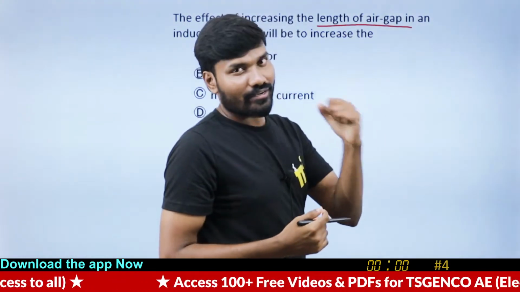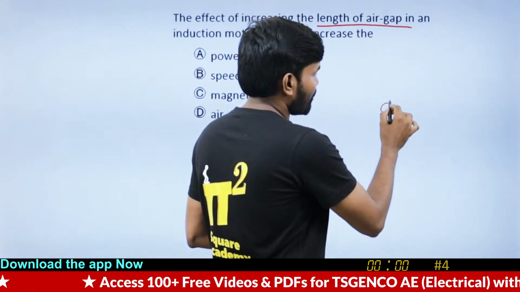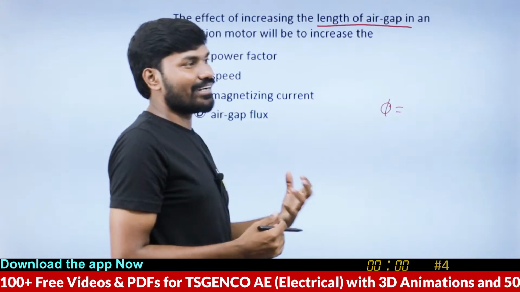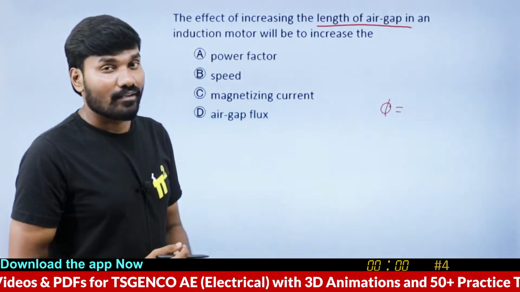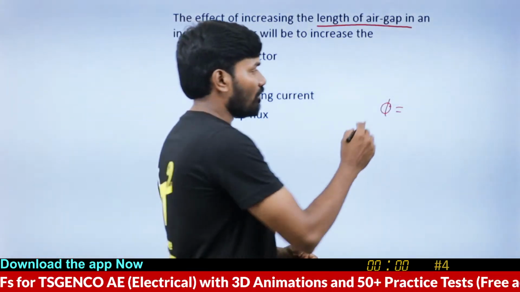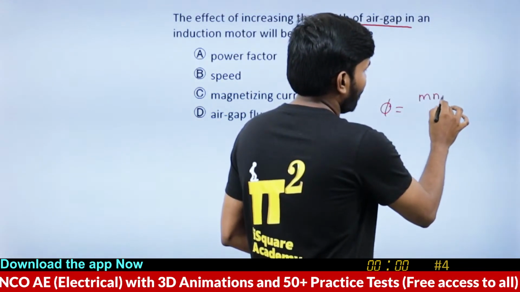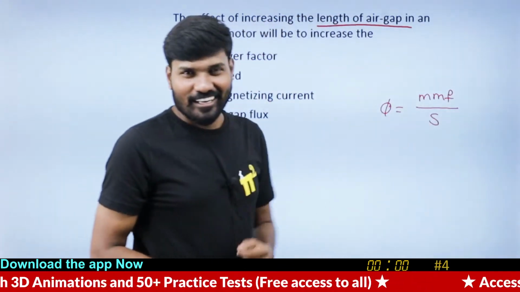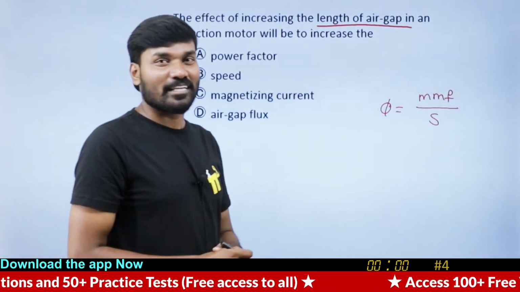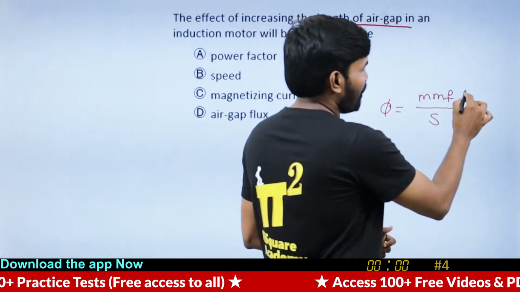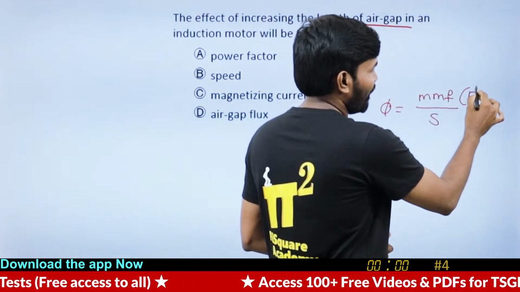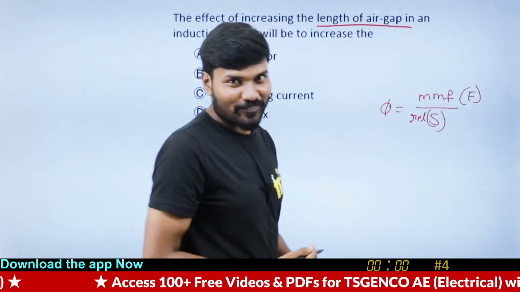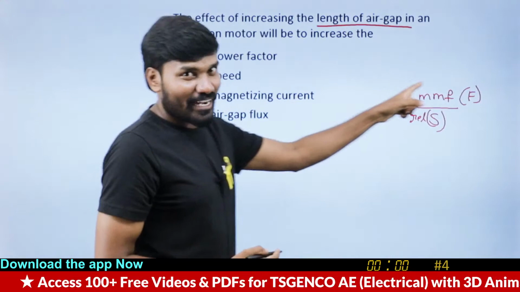Length of air gap increases means, flux is equal to, come on guys, this is a key concept. Simple basic Ohm's law. What is a magnetic Ohm's law? Flux is equal to MMF by reluctance. Let me tell you one key point here. MMF is represented with F, right? And reluctance is represented with S, right? I said this is magnetic Ohm's law.